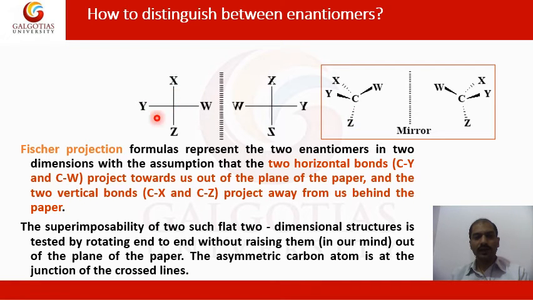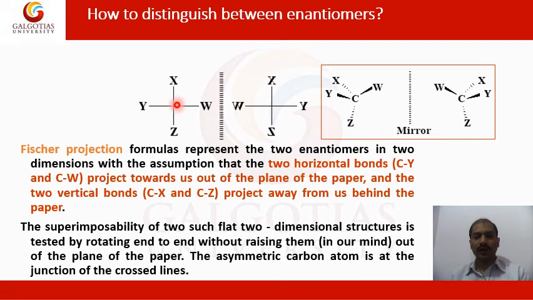Similarly, with this molecule you first have to represent it in this way. Here you can see the details. The Fisher projection formula represents the two enantiomers in two dimensions with the assumption that the two horizontal bonds, Cy and Cw, on this side, this is the carbon, are generally not shown.